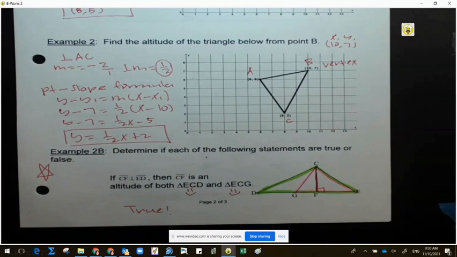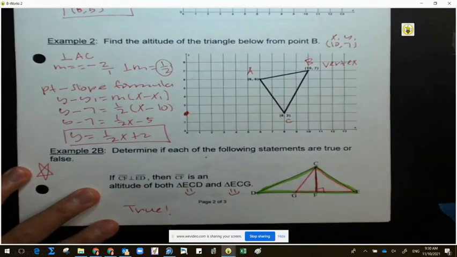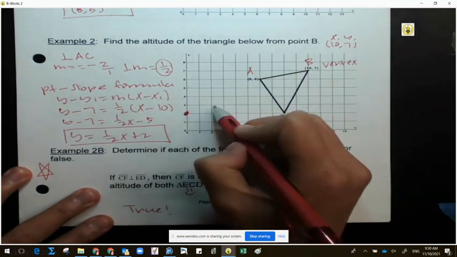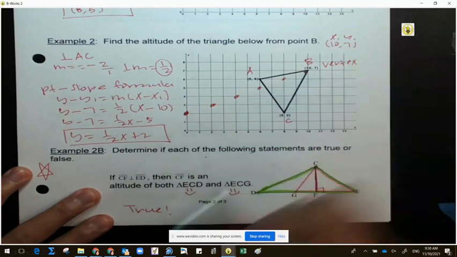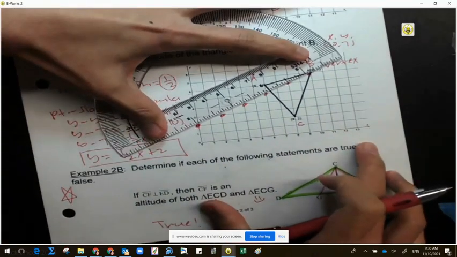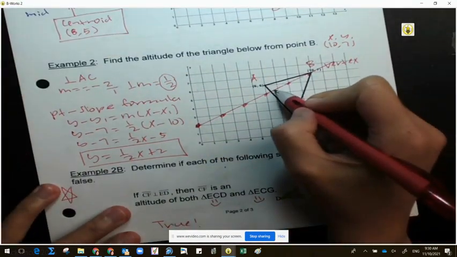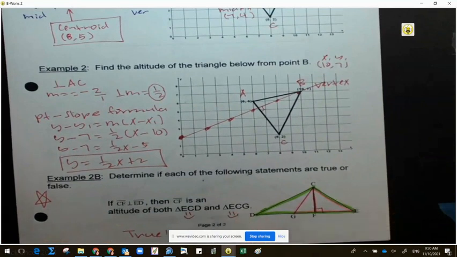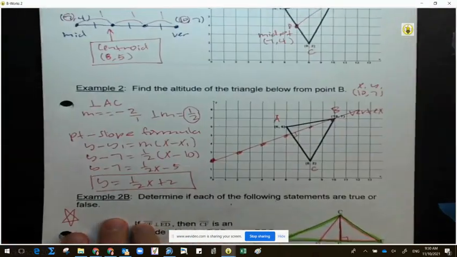And let's actually graph this to make sure it does work out. Starting at 2, we're going to go up 1 over 2, up 1 over 2. And when I connect this with a straight edge, do we see that it is perpendicular through the point B? Yep. All right, did I miss any other page or parts? This one I'm not going to worry about.